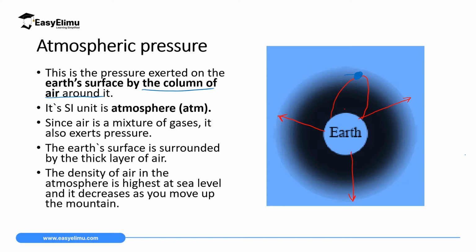Another important thing to note is that the unit of atmospheric pressure is the atmosphere, and it's denoted by atm, in small letters. And the relationship between an atmosphere and newtons per square meter is that 1 atmosphere is equal to 103,600 newtons per square meter, which is the same as 1 atmosphere is equal to 760 millimeters of mercury. We are going to use that.